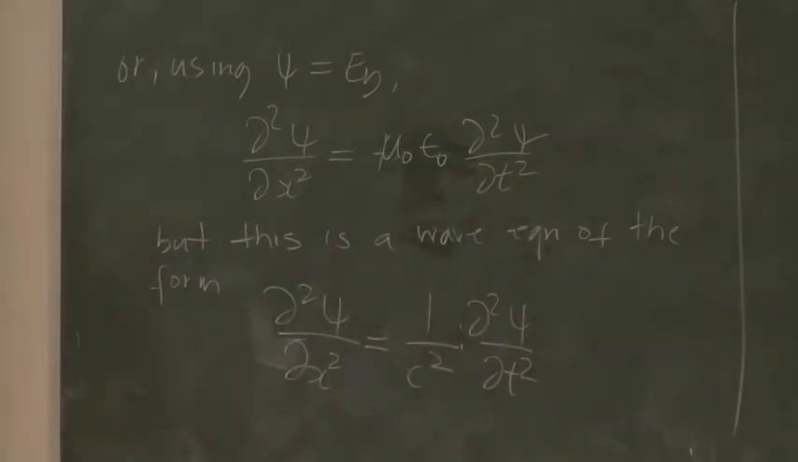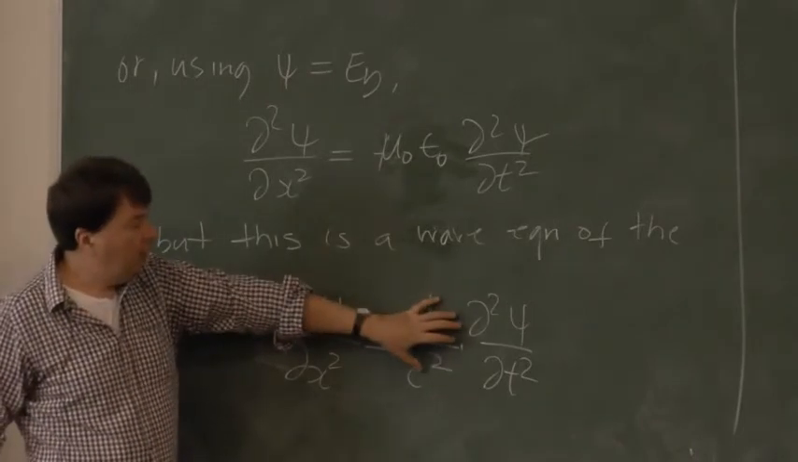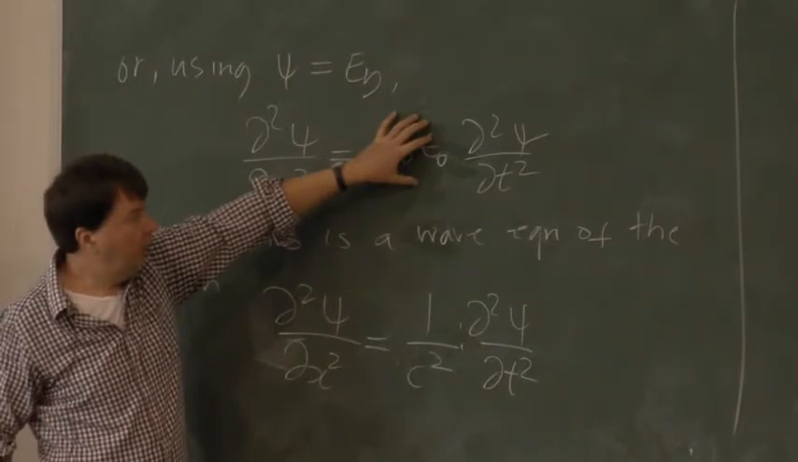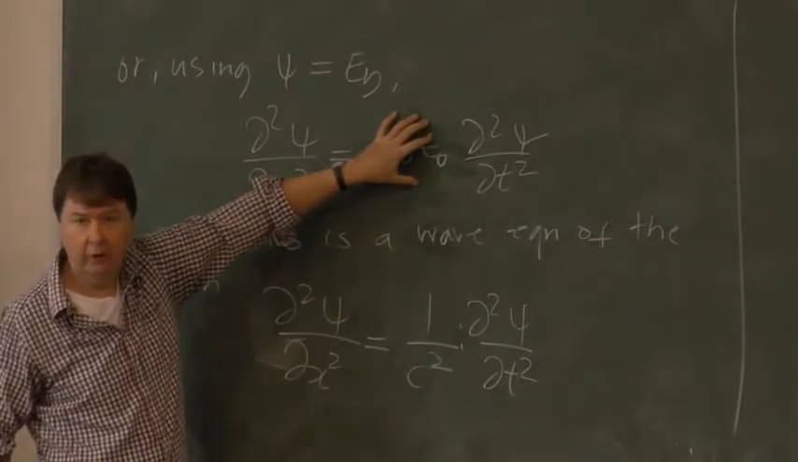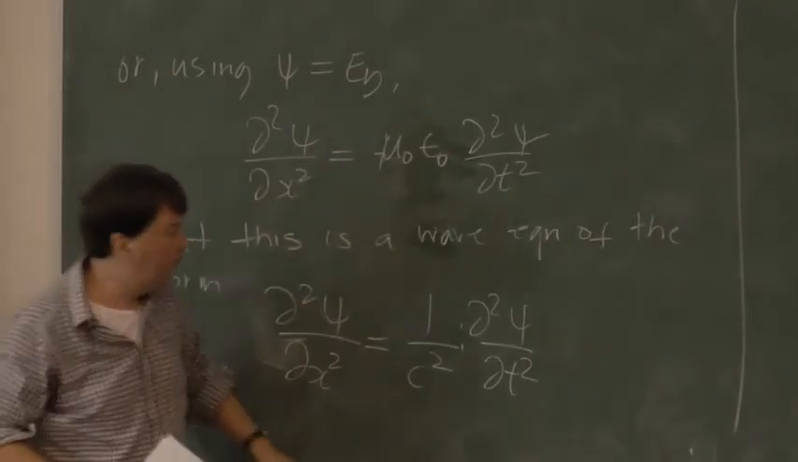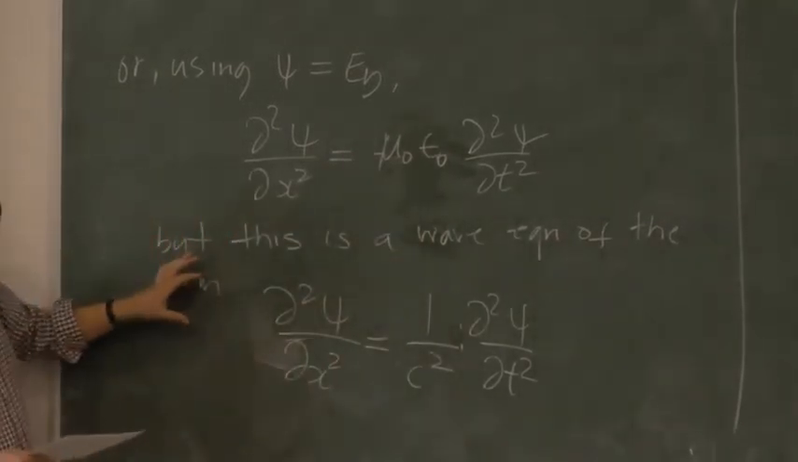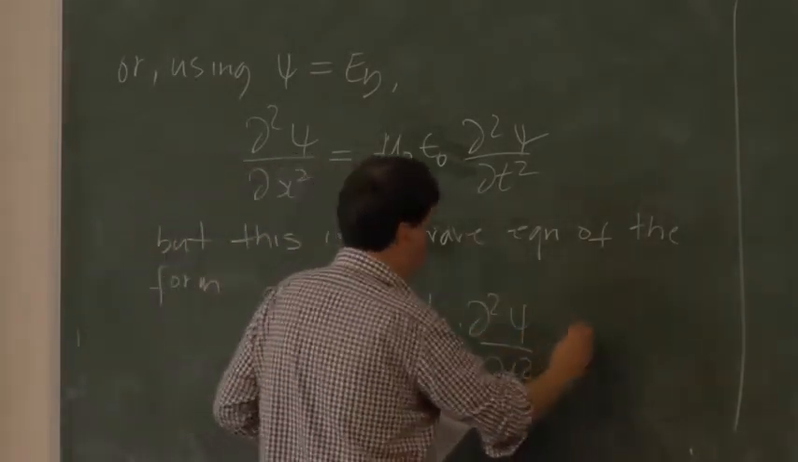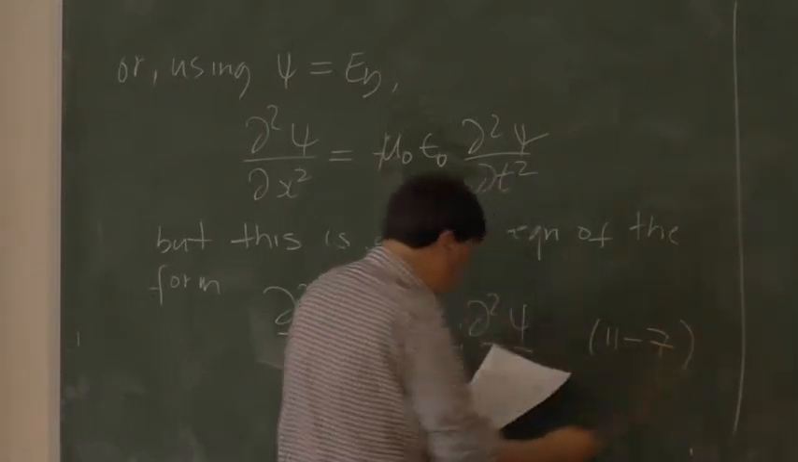This is an amazing moment in physics: when Maxwell solved these equations in free space, he got an equation which is clearly a wave equation, so he could identify this constant, 1 over c squared, where c is the velocity of propagation of what he called the transverse vibrations, with mu naught epsilon naught. Let's make this equation 11.7.